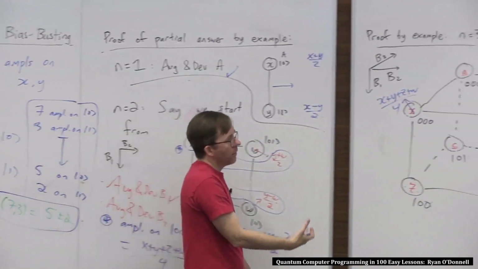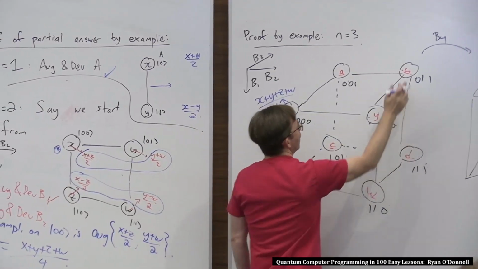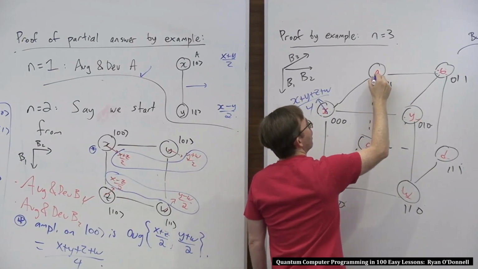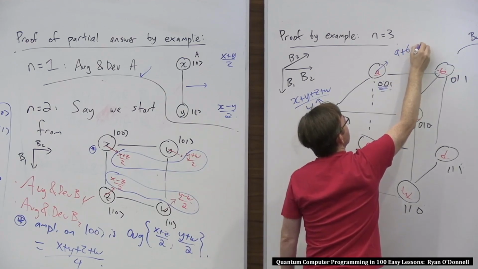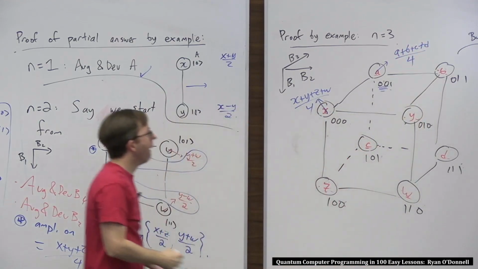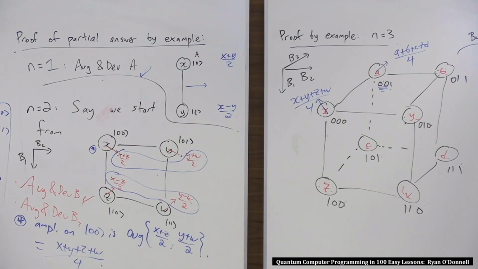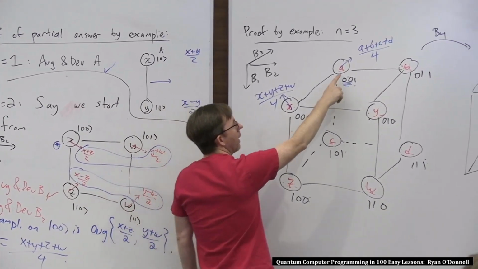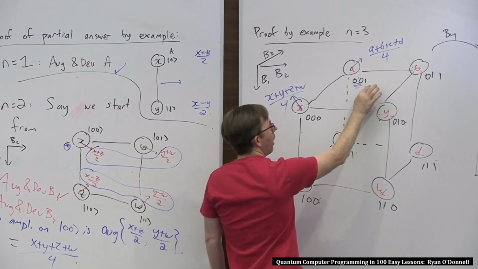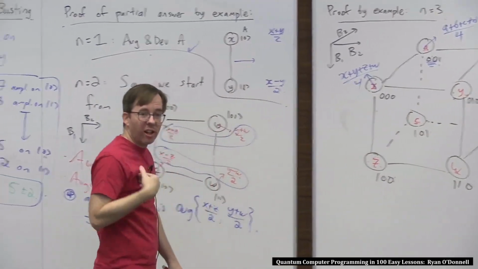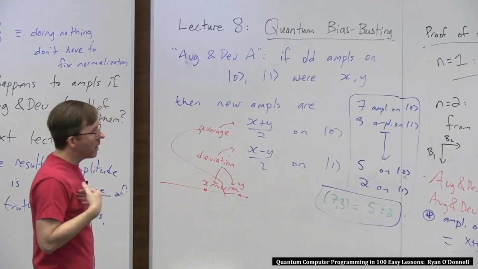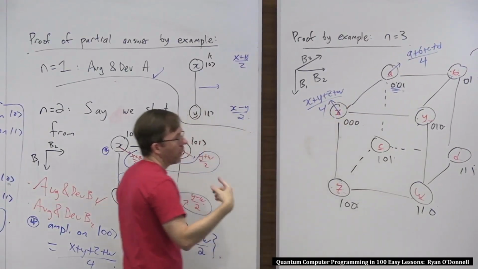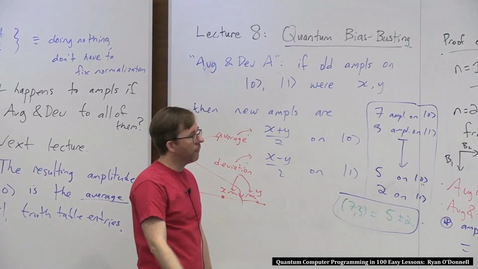But then, equally well, the same thing happened on the back face. So I don't really know what's happening here, here, or here. But I do know that on the all zeros corner here, this is just going to be a plus b plus c plus d over 4. So after these first two instructions, I get the average of the front face at all zeros and then 0, and I get the average of the back face at all zeros and then 1. I'm not really sure what's going on in the other ones, but luckily I don't need to know, because all I'm really trying to figure out is what will be the amplitude on all zeros when I do the last average and deviation in the B3 direction.